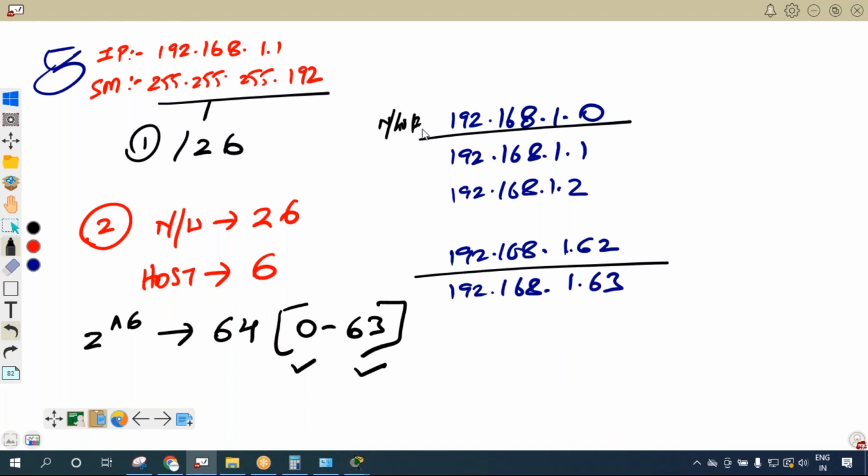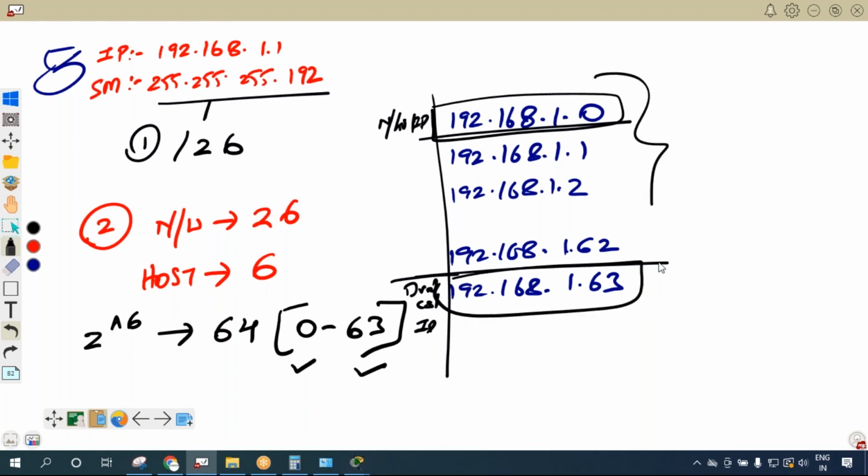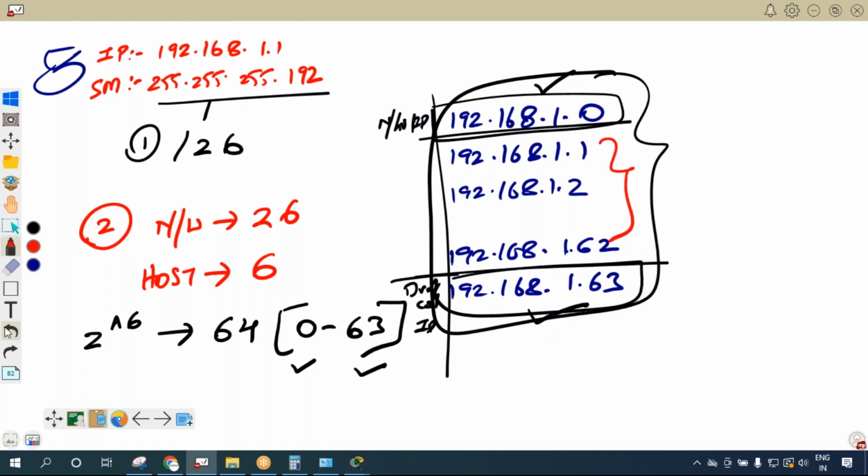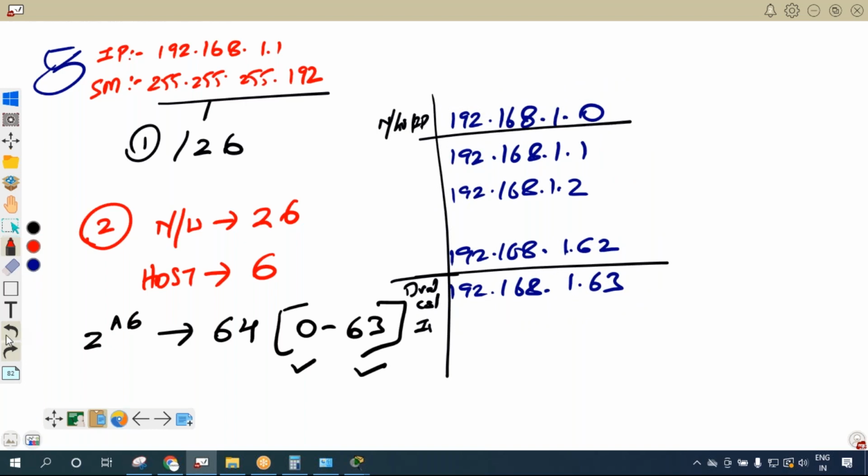This belongs to the network, it cannot be given to any PC, and this is the broadcast IP, it cannot be given either. So in this total network, one IP goes to the network, one IP goes to the broadcast, and the rest are usable IP addresses. Getting the point, my dear friends? So this is your one network.